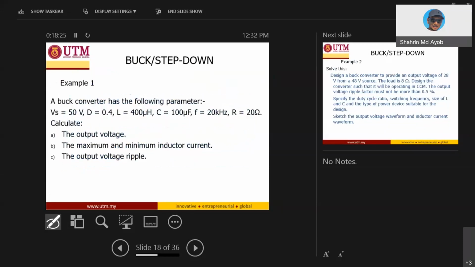Okay, let's go first for the basic example. Example 1 is very basic. You have all been given all the values. In this example, I will demonstrate how to obtain these 3 questions without having to memorize all the equations.